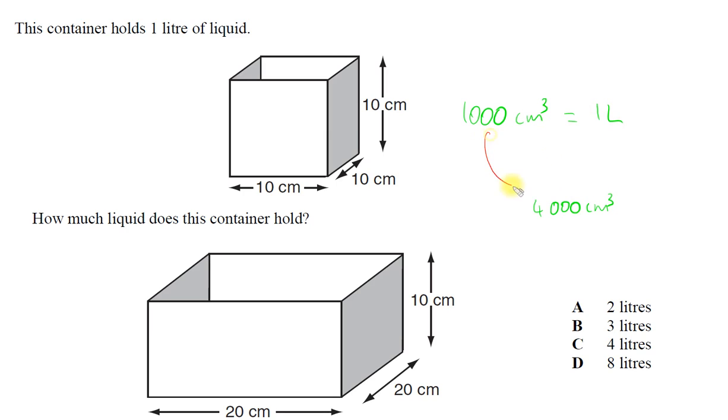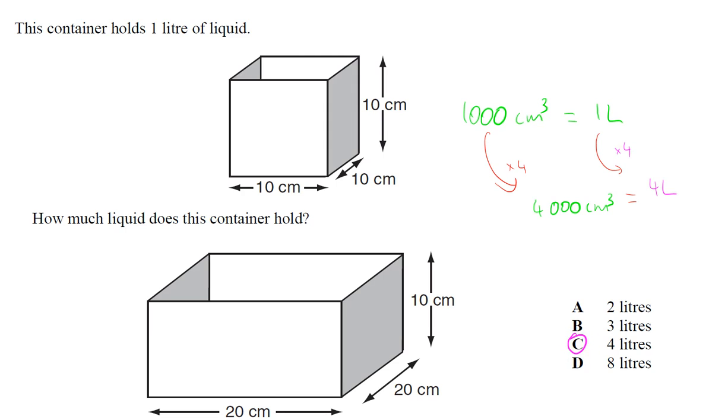Since 1,000 to 4,000 is times 4, we need to also go times 4 on this number here, and hence our answer is 4 liters, as we had to times by 4. So our answer here should be C, 4 liters.